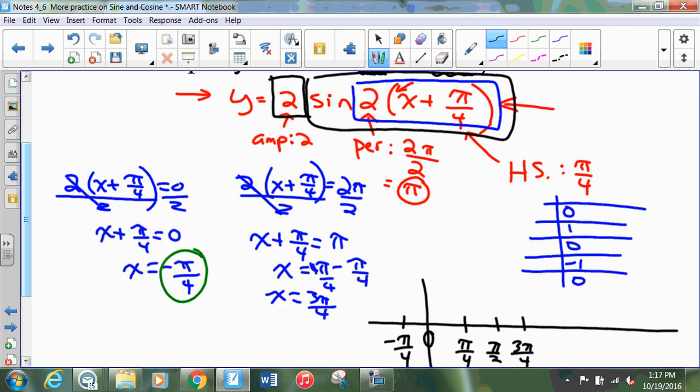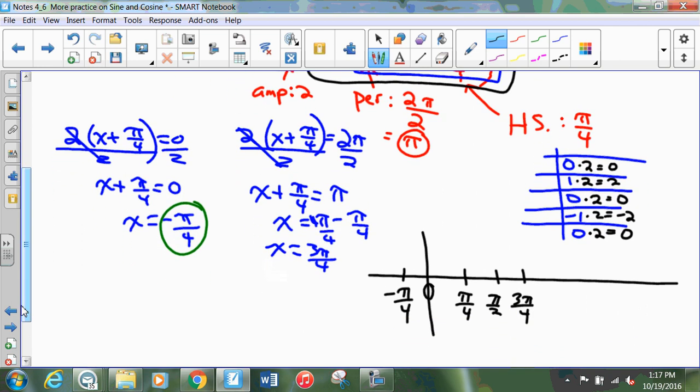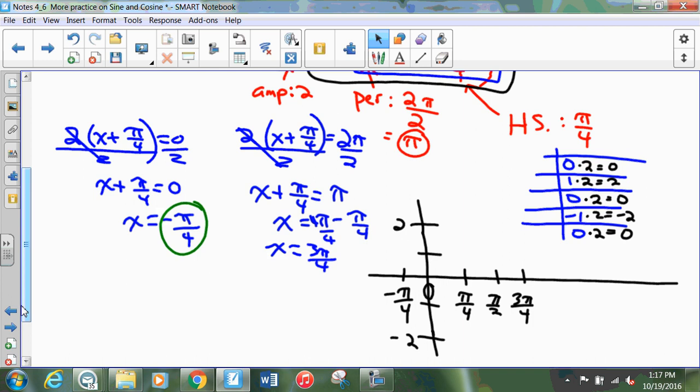So we're going to go back over to our shortcut table, and we have to multiply every single value by 2. Once again, you don't have to use this way. You can plug in these values directly into our equation, but you will get the same answers. So now we're going to go ahead and put our points. Let's see, we've got some 2's, we've got some -2's, so let's extend it up a little bit. So there's 2 and there's -2.